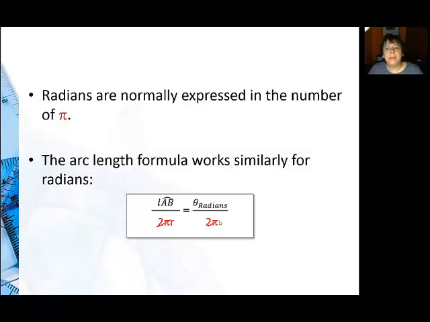These 2 pi's simplify. So I can just say the arc length over the radius, that's the radians. So that gives me the angle. And that's part of the reason we like this relationship. Why we like to use radians is it becomes a lot simpler. We get rid of some irrational numbers, namely pi.